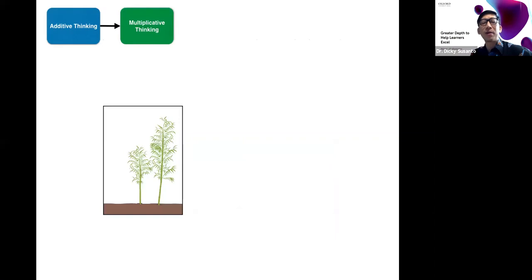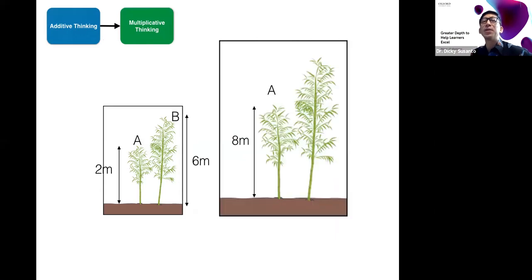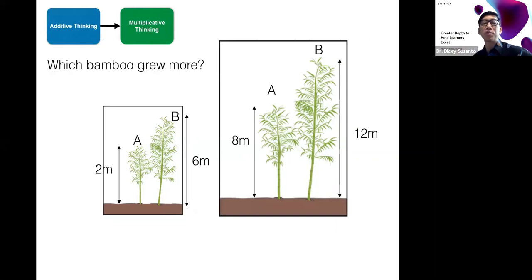So let's think about this. Two bamboo trees. Let's say bamboo tree A's height is 2 meters, and B is 6 meters. After a year, A has grown to 8 meters, and B has grown to 12 meters. So if I ask you the question, which bamboo grew more? How would you answer it?